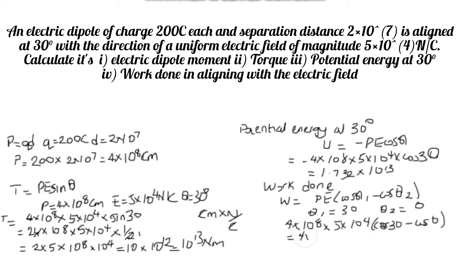Cos 0 is 1, so it's going to be 4 times 10 raised power 8 times 5 times 10 raised power 4 brackets cos 30 minus 1. If you put this in calculator, you get minus 2.68 times 10 raised power 12 joules.